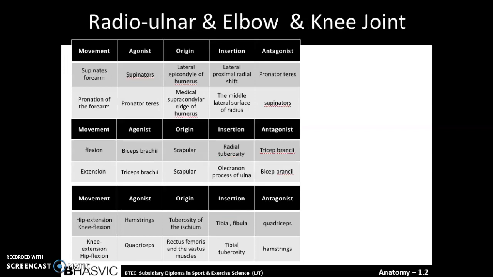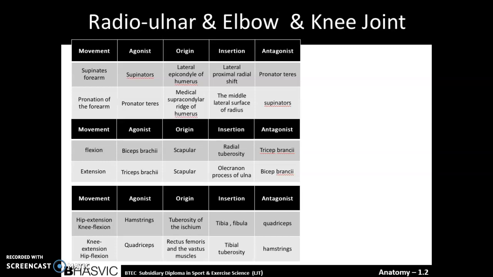And the radio-ulnar and elbow and knee joint, when the agonist is the supinators, the antagonist is the pronator teres, the movement is supination of the forearm, the origin is lateral epicondyle of humerus, and the insertion is lateral proximal radial shaft.